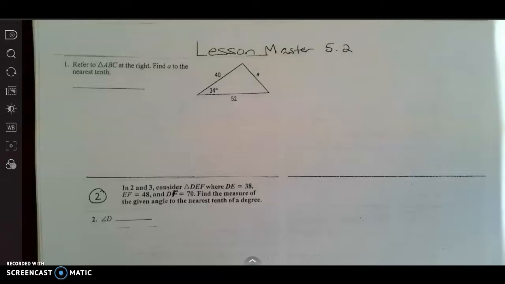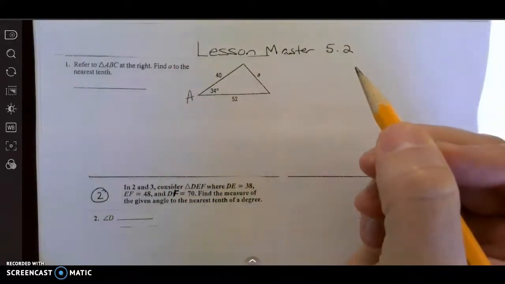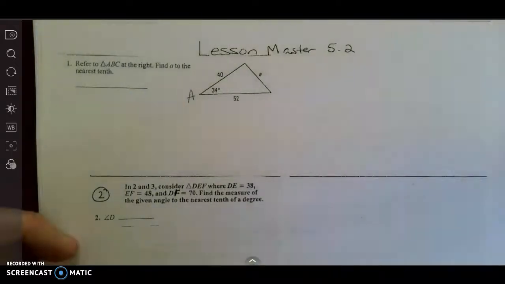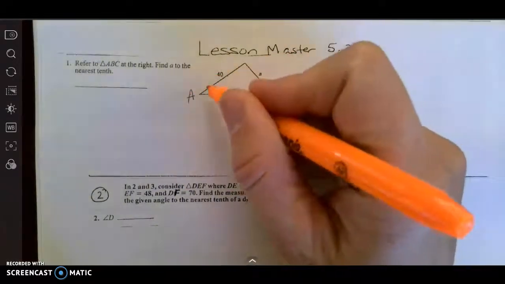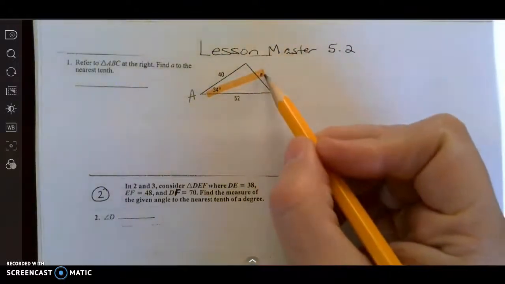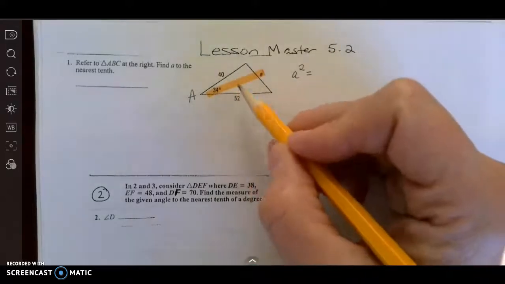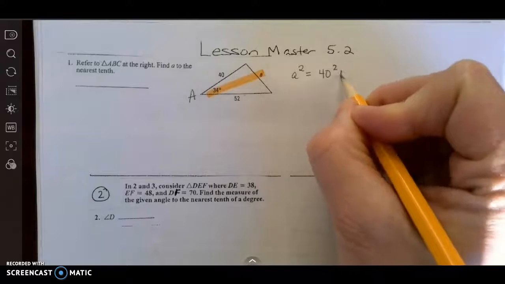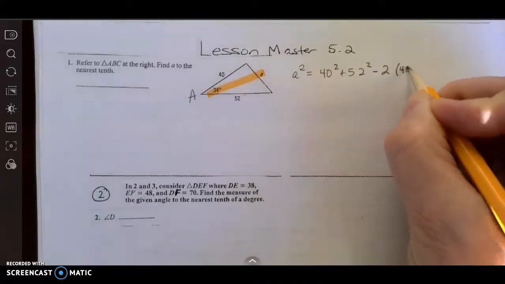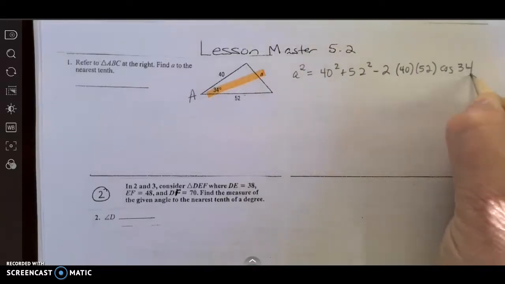It says, looking at triangle ABC, A must be here. Not exactly sure which one's B and C, but I guess it doesn't matter, and we're asked to find A. So I'm going to do my highlighting again, showing which ones I have across from one another. And I'm going to use law of cosines. A squared equals the other two sides squared: 40 squared plus 52 squared minus 2 times 40 times 52 times the cosine of 34.